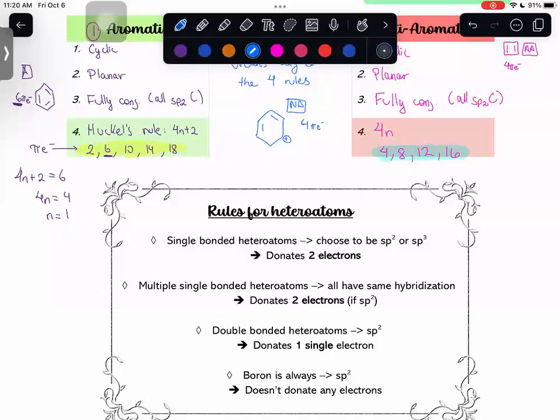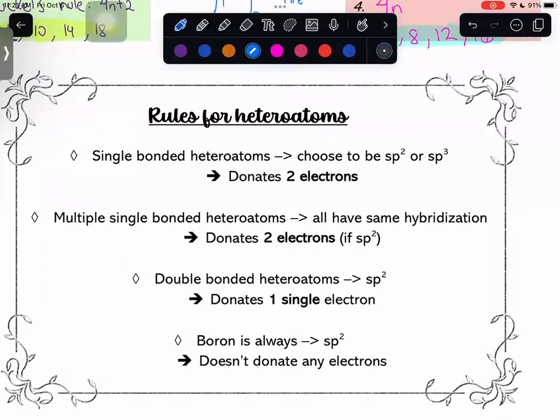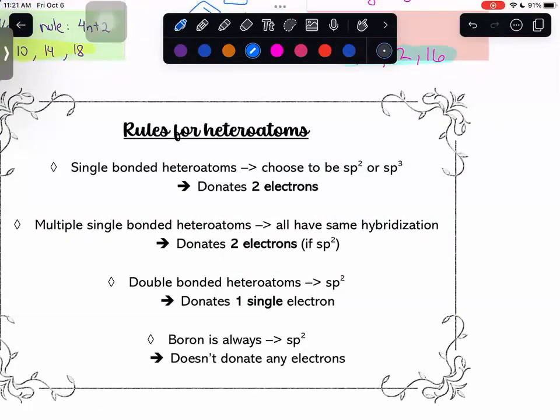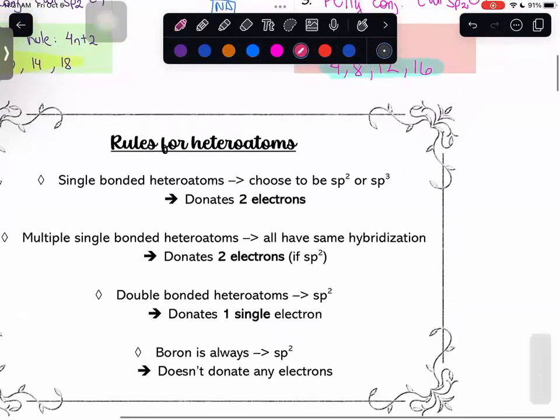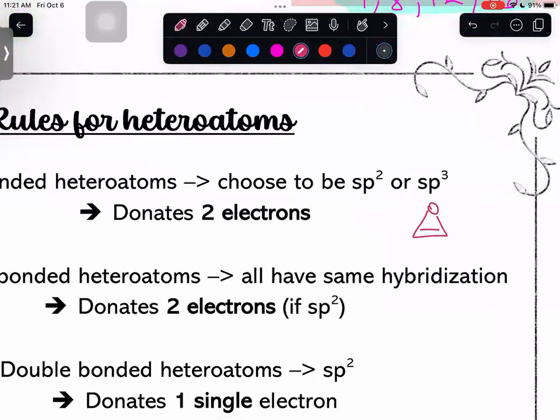Cool. Okay, now here's the thing. Whenever we have any heteroatoms in our cyclic structures, they have some special rules. The very first one you have to know is for a single bonded heteroatom. Let me give you a molecule as an example. We have that oxygen. It's a little epoxide looking thingy, but we have a double bond.